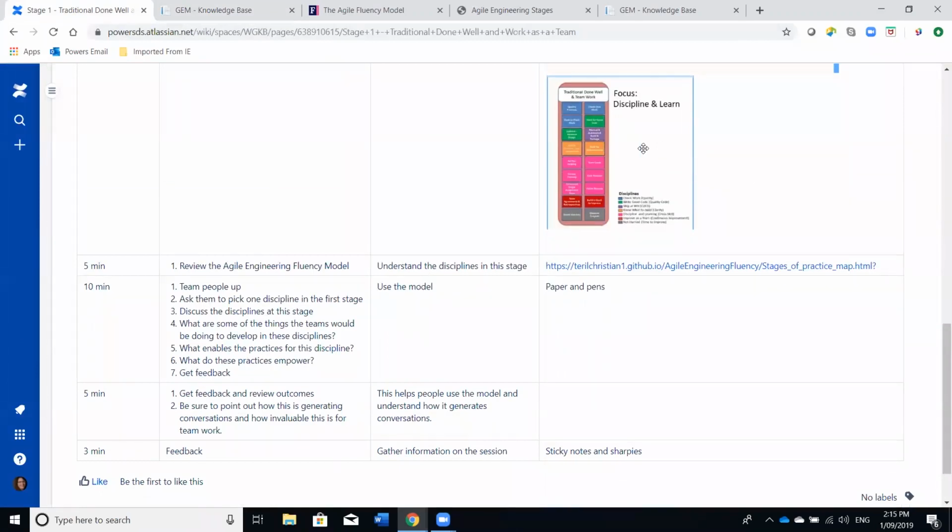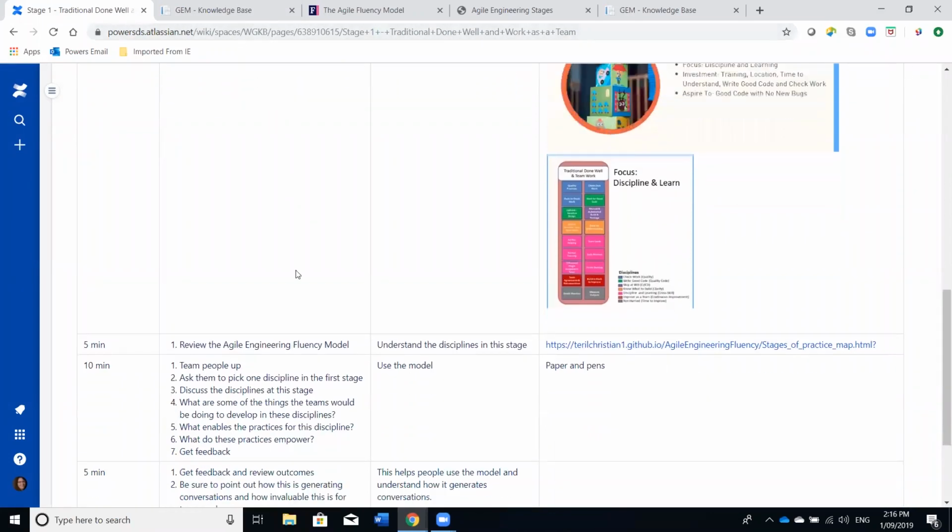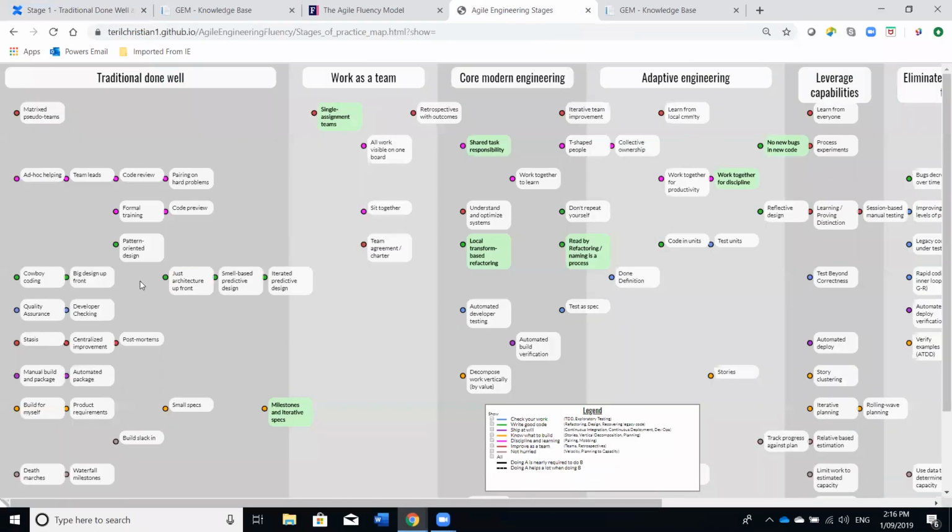After you review these two pictures or images with the class or the participants, then what you want to do is do a deep dive into the Agile Engineering Fluency model. And you want to cover this with the participants. Some of them may have seen it, some of them may have not seen it.